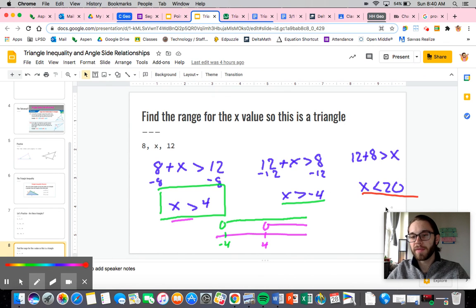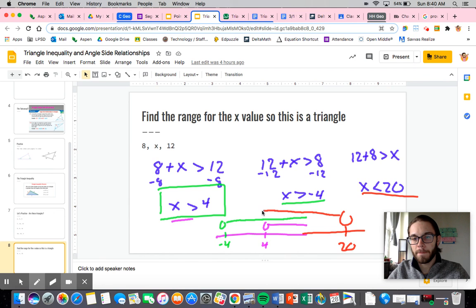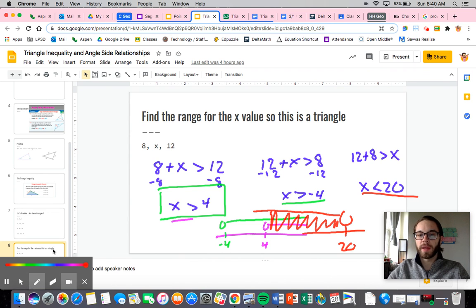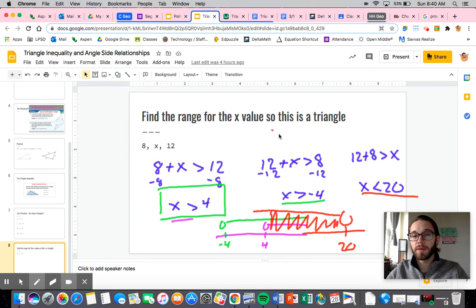All right. And the last one here, we have to have x is less than 20. So if I go over to 20 here, all right, it goes this way. So this area right here between 4 and 20 is what will work. Okay. So the area between 4 and 20. So my x values would be, you could write it in this regard. Okay. So any number between 4 and 20 will make these sides true.